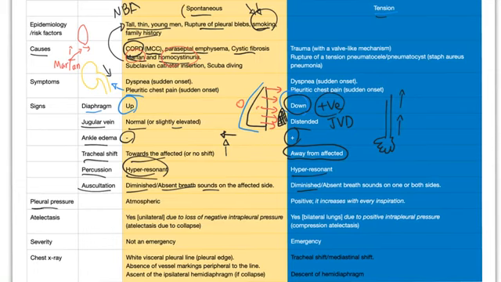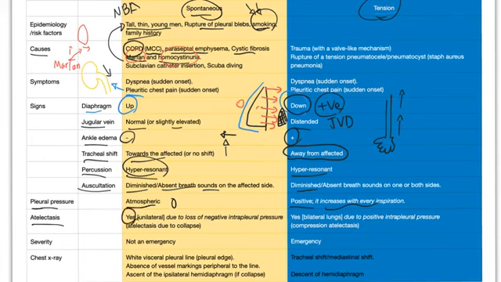Pleural pressure in spontaneous pneumothorax is atmospheric, which means 0. But in tension pneumothorax, it's positive, and it even increases with every cycle of breathing. When you breathe in, you're increasing the pressure because there is a valve. Breathe in, it's like when you're pumping air into your tire. With every cycle, with every push, you're increasing the pressure in this lung, and this is bad news.